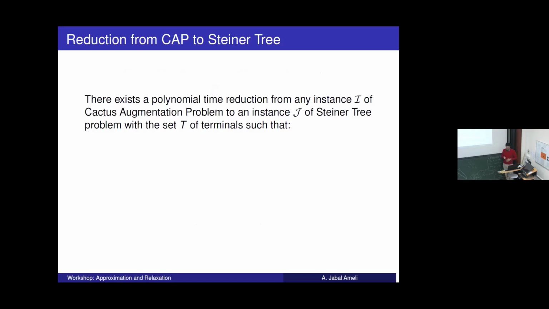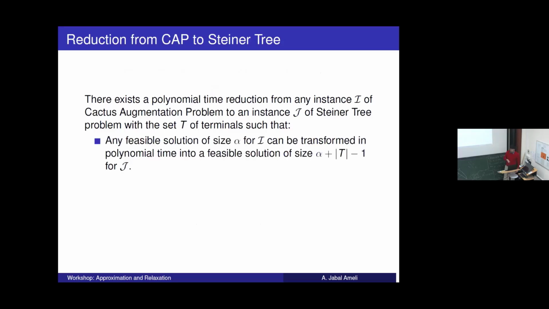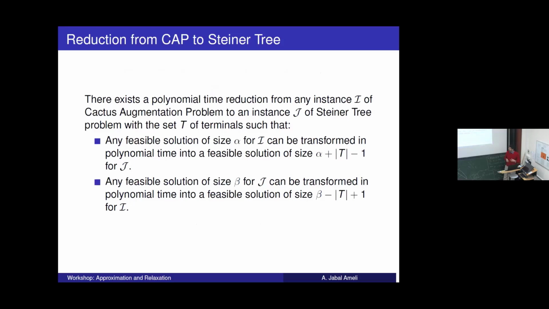So the result is that we obtain a reduction from any instance I of the cycle augmentation problem to an instance J of the connectivity Steiner tree problem with a set T of terminals such that it satisfies the following properties. From any feasible solution of size alpha for I, we obtain in polynomial time a feasible solution of size alpha plus size of T minus 1 for J. And this can be done in the other direction, meaning that any feasible solution of size beta for J can be transformed in polynomial time into a feasible solution of size beta minus size of T plus 1 for I.